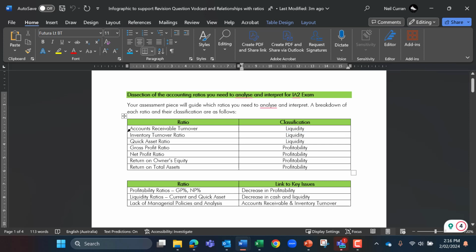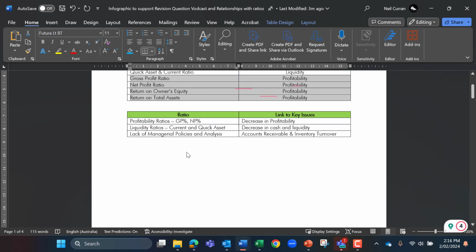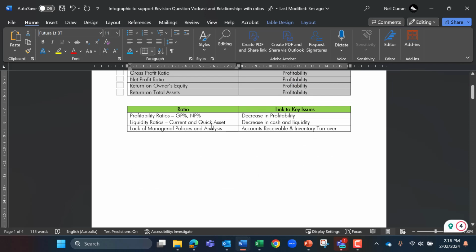So looking at the liquidity, there are four main ratios here, that being the accounts receivable turnover, the inventory turnover ratio, the quick asset ratio, and also the current ratio. Now, the quick asset ratio and current ratio can be analysed concurrently because they're looking at very similar data. In terms of profitability, you're looking at a gross profit ratio, the net profit ratio, return on owner's equity, and return on total assets.